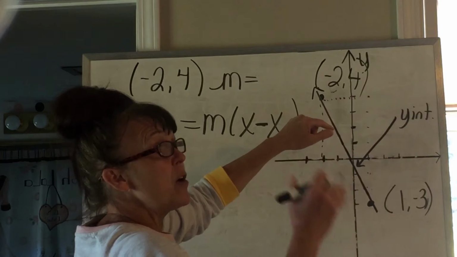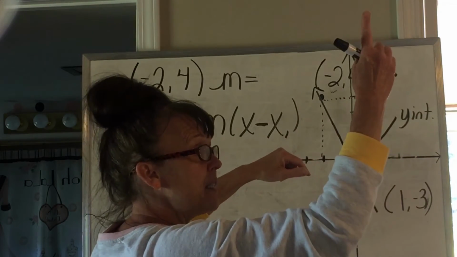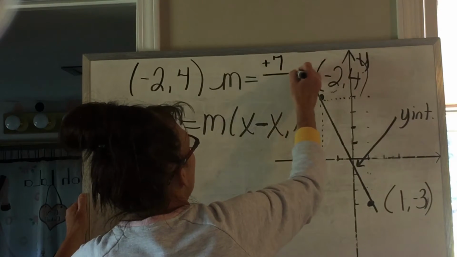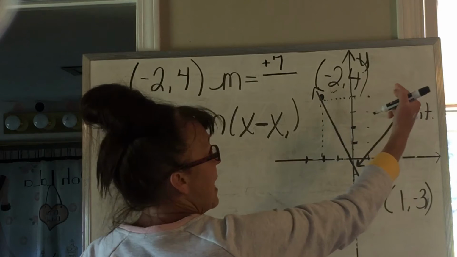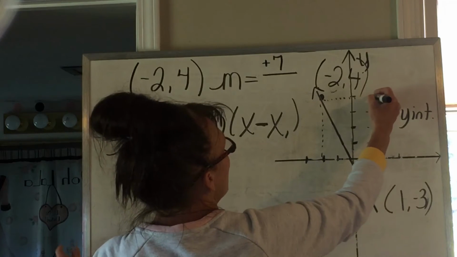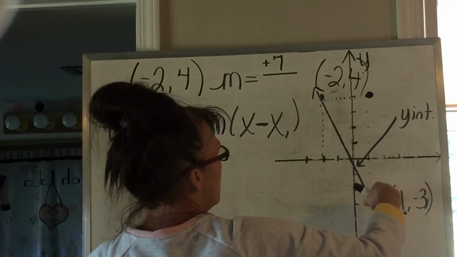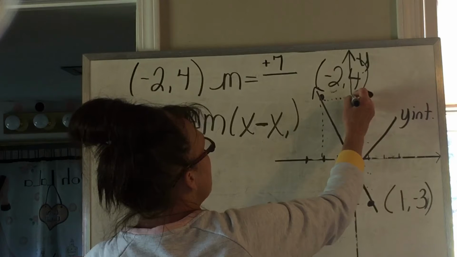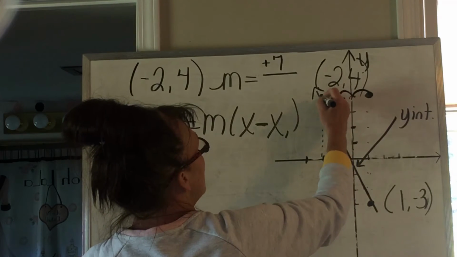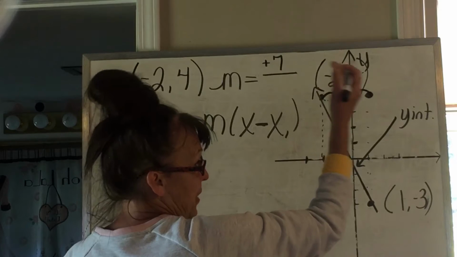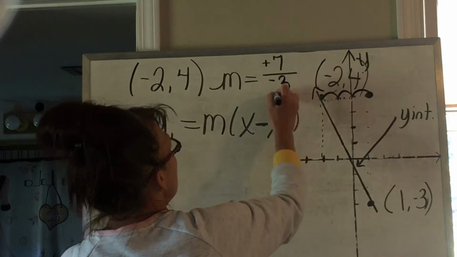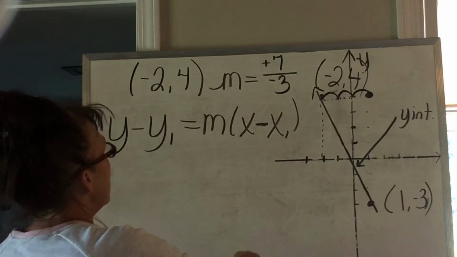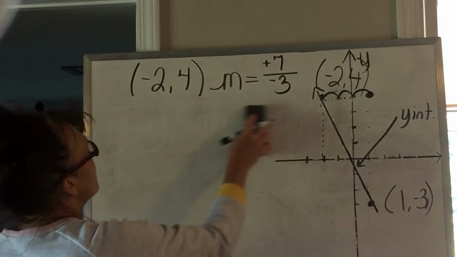Now, don't forget to throw in your sign. An up 7 is a positive 7 over. Now, you've got to count till you land on your point. Remember, you're right here because all you've done is count up 7. Left 1, left 2, left 3. What's a left 3? Don't forget your sign. It's a negative 3. Now, there is another way to find slope. I'm going to go ahead and show you that too.